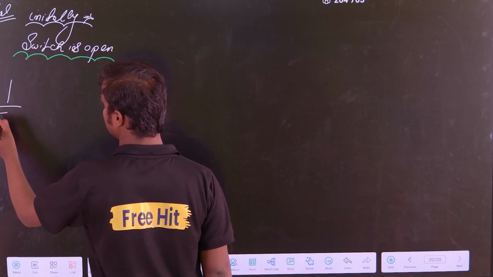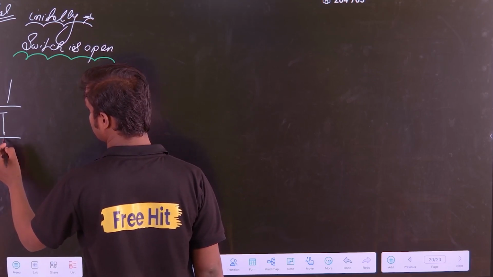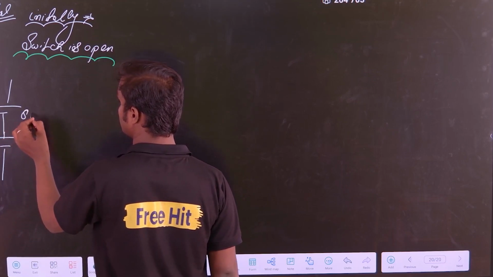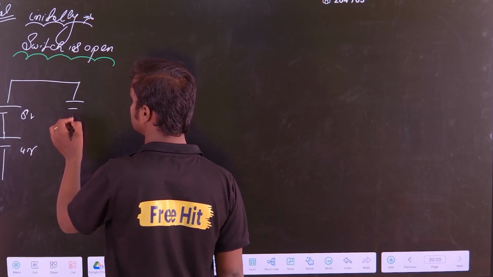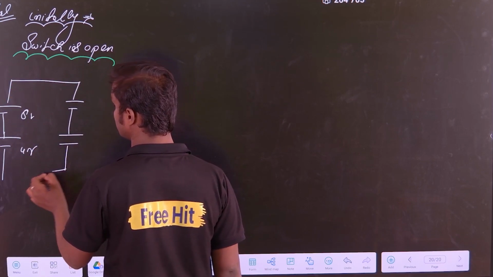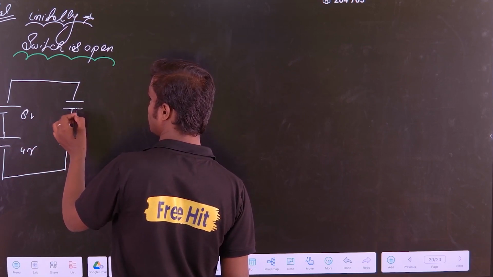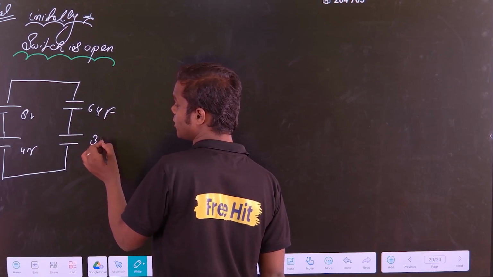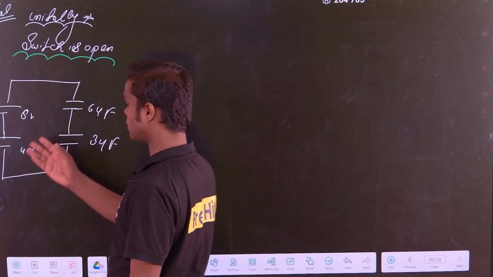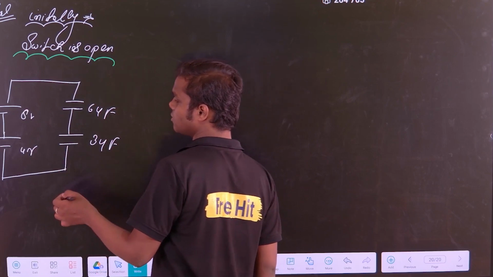So let's draw the circuit for that. This is 8 volt and this is 4 volt. Then we have one capacitor here and one capacitor here, and the switch is open, meaning there is no connection. What is this capacitance value? This is 6 microfarad and this is 3 microfarad. So for this, can you solve it? Yes, it's very easy. I can solve it.